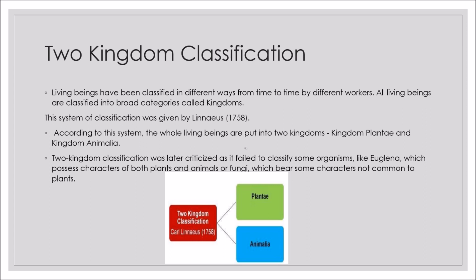This two kingdom classification was later not accepted by many other people. It was a failure because organisms like Euglena belong neither to plants nor to animals or fungi. They do not belong to any of these groups. If the classification is based on only plants and animals, where will organisms like Euglena be placed? We cannot place them anywhere else because they do not belong to any of the categories. So this classification was a failure.